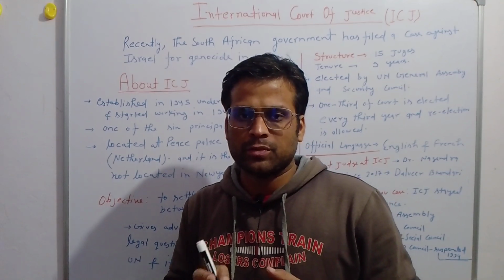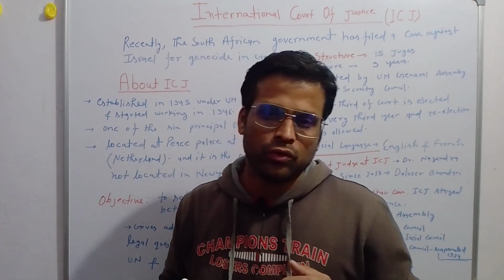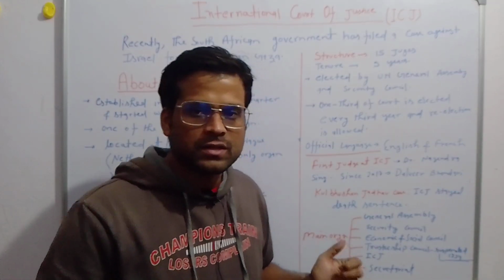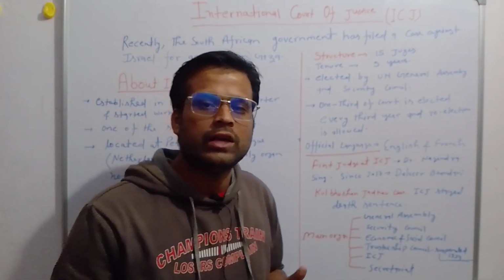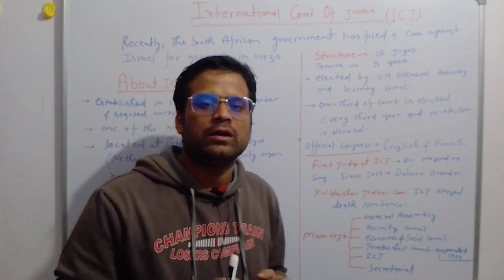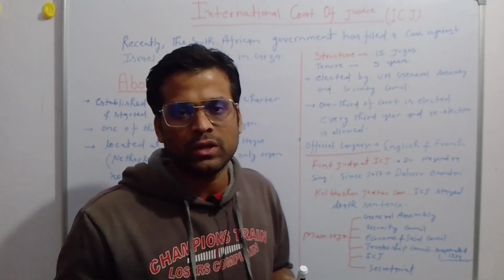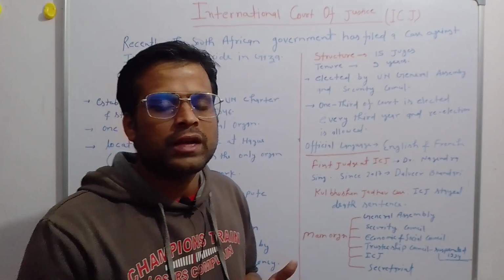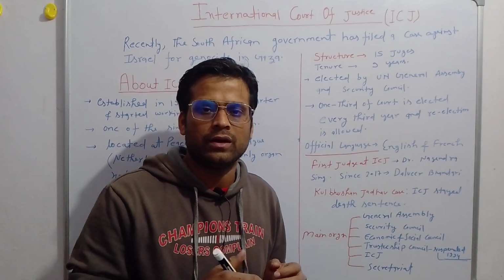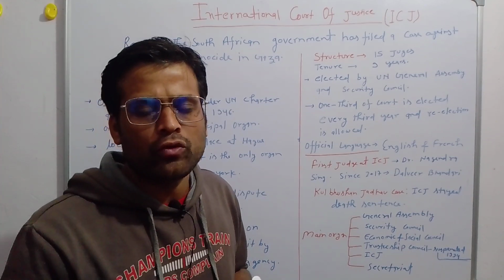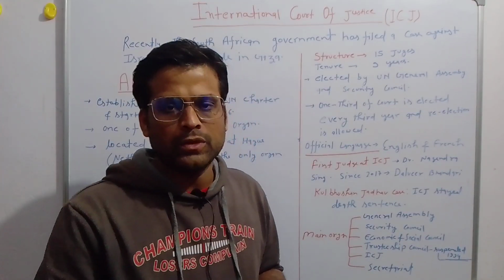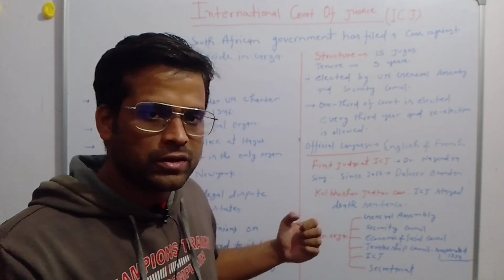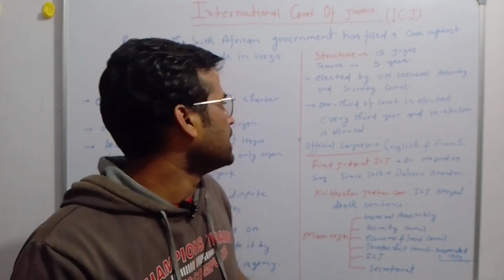When we talk about the six principal organs, we are going to know which they are. First is the General Assembly, second is the Security Council, third is the Economic and Social Council, fourth is the Trusteeship Council, which is no longer in operation. It suspended its operation in 1994 because it was thought that no colonies remained under any state's control, meaning all the colonies had been freed. Fifth is the ICJ, as we are already learning about it, and sixth is the Secretariat.